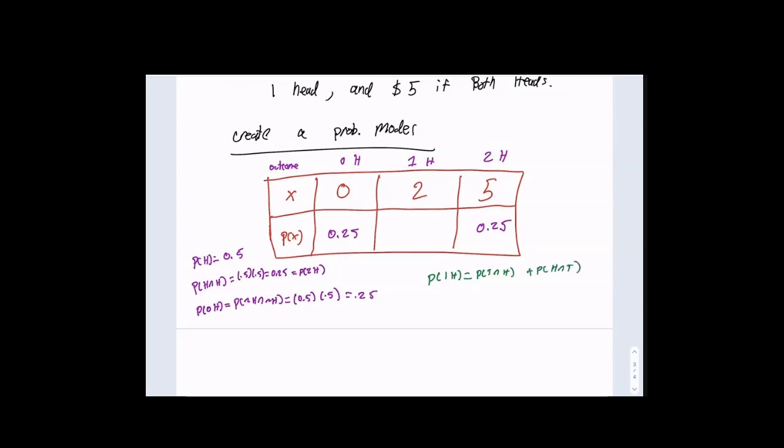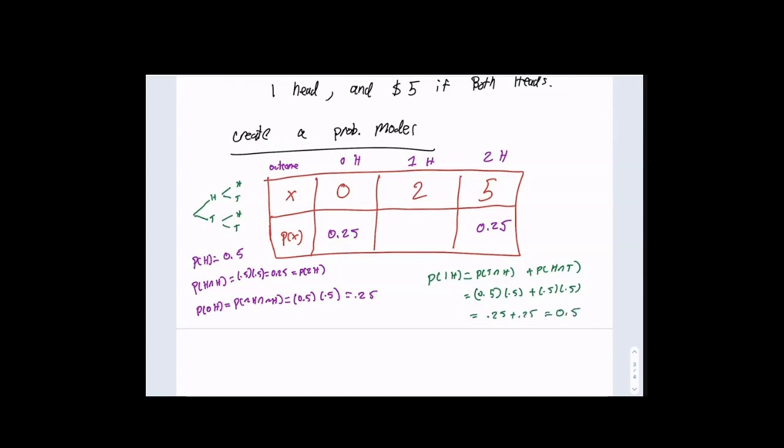Remember, this is why drawing a tree diagram could be helpful. Heads, tails, heads, tails. There's two ways you can get one heads: a heads and a tails, or a tails and a heads. And so we actually have to do two probabilities, which is 0.5 times 0.5 plus 0.5 times 0.5, which gives me 0.25 plus 0.25, which is 0.5.